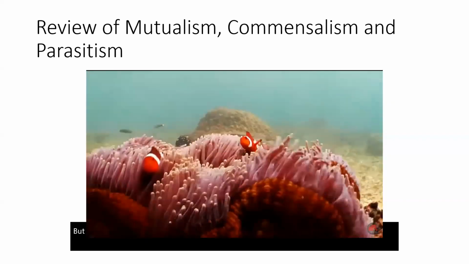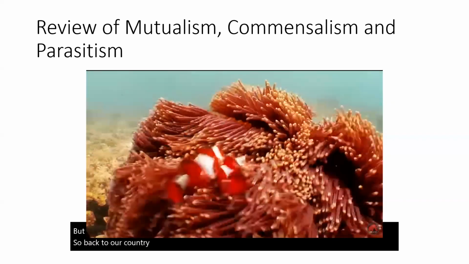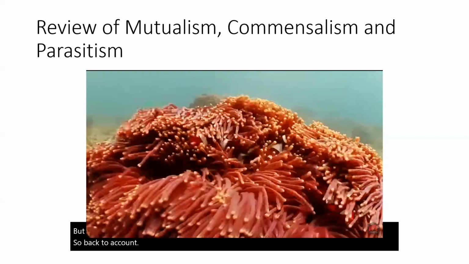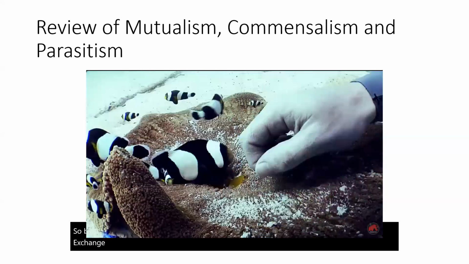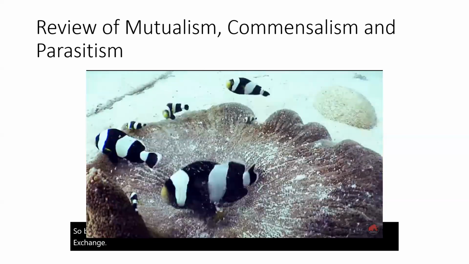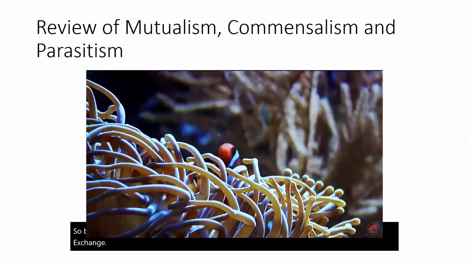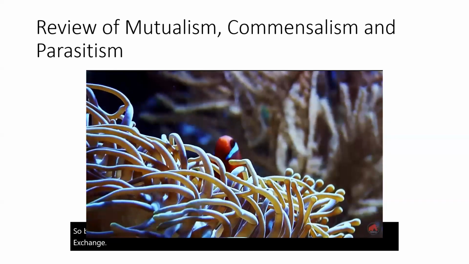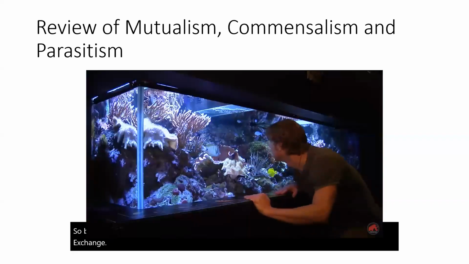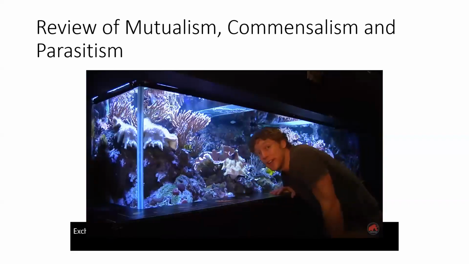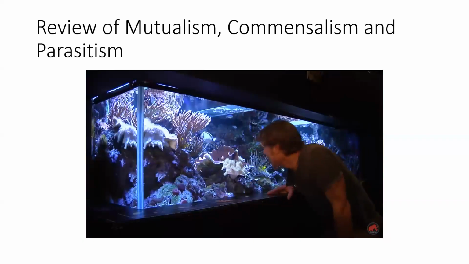So back to our clownfish. Clownfish are protected from predators by living among anemones, and in exchange the clownfish chase away fish and other animals that could harm the anemone. What kind of symbiotic relationship is this? That's right, mutualistic. Okay, but we still have one important question to answer. How can the clownfish be immune to the anemone sting?